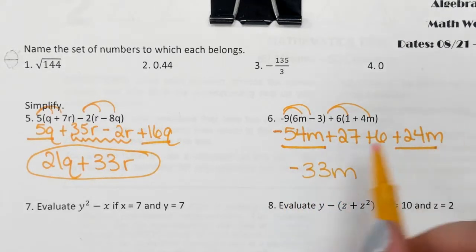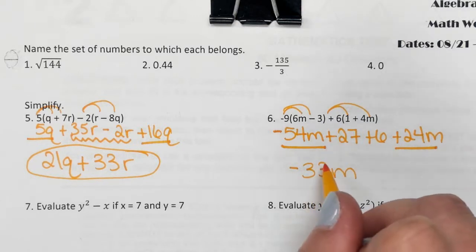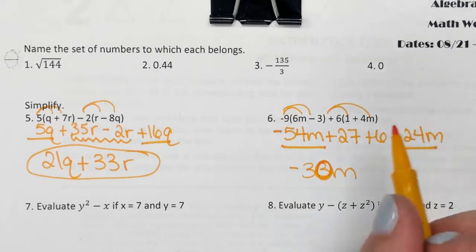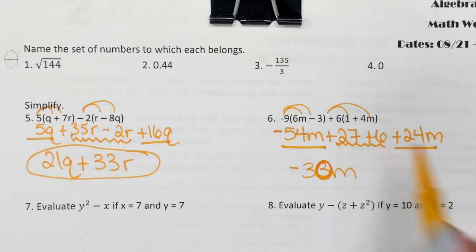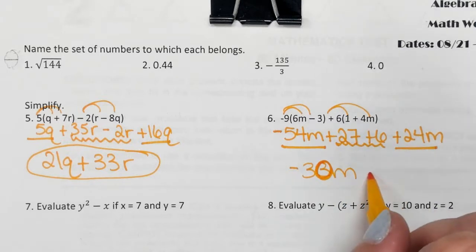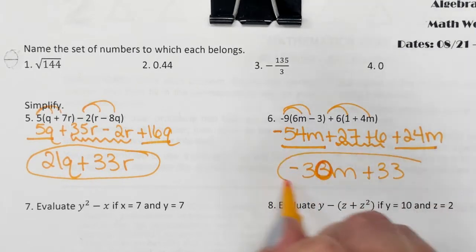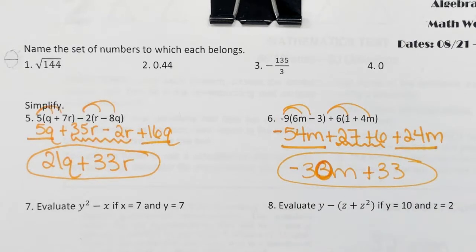Negative 33. Not 33. Negative 30. Negative 30. I was looking at this one. Sorry. Then what's 27 plus 6? 33. There we go. Would help if I looked at the right numbers, huh? Y'all okay? All right, here we go.